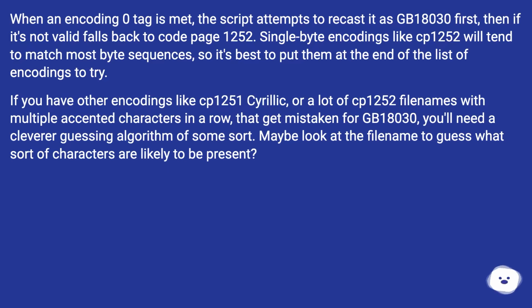If you have other encodings like CP1251 Cyrillic, or a lot of CP1252 file names with multiple accented characters in a row that get mistaken for GB18030, you'll need a clever guessing algorithm of some sort. Maybe look at the file name to guess what sort of characters are likely to be present.